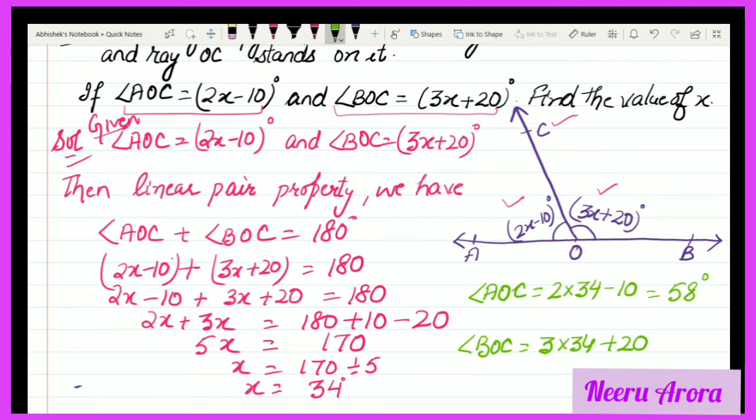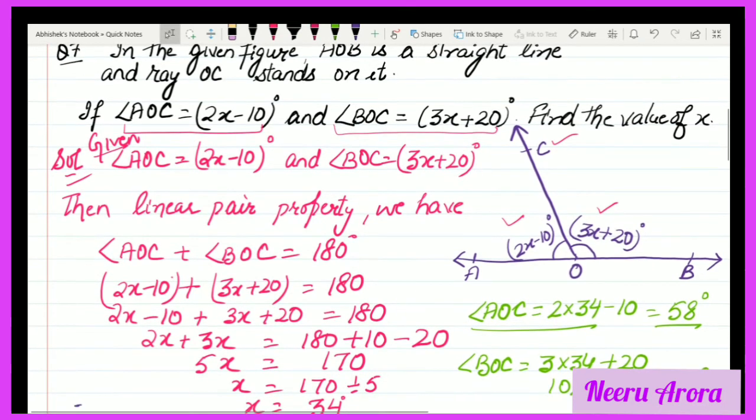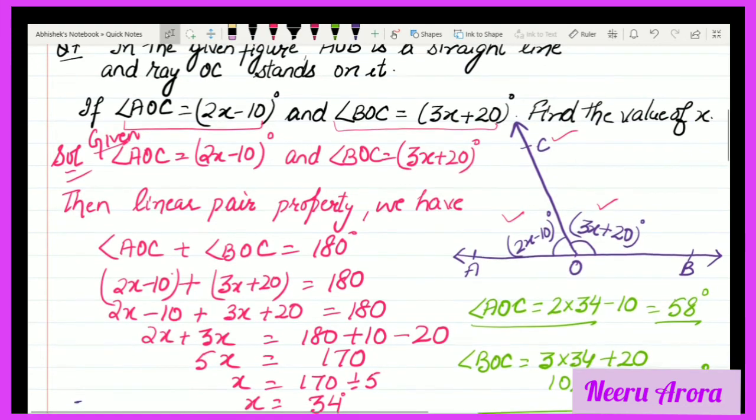So when you solve it, 3x + 42, it is 102 degree. 102 plus 20 is equal to 122 degree. So here one angle is 58 and one is 122 degree. This is your question number 7. So here we apply the linear property.